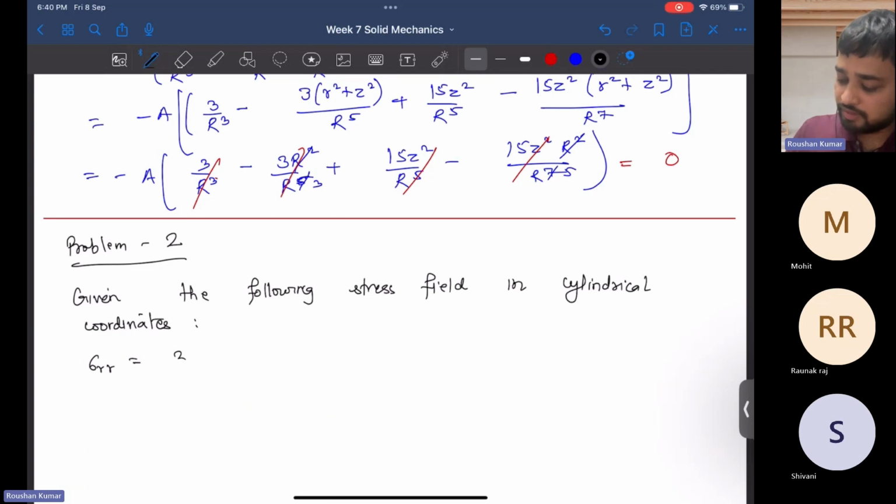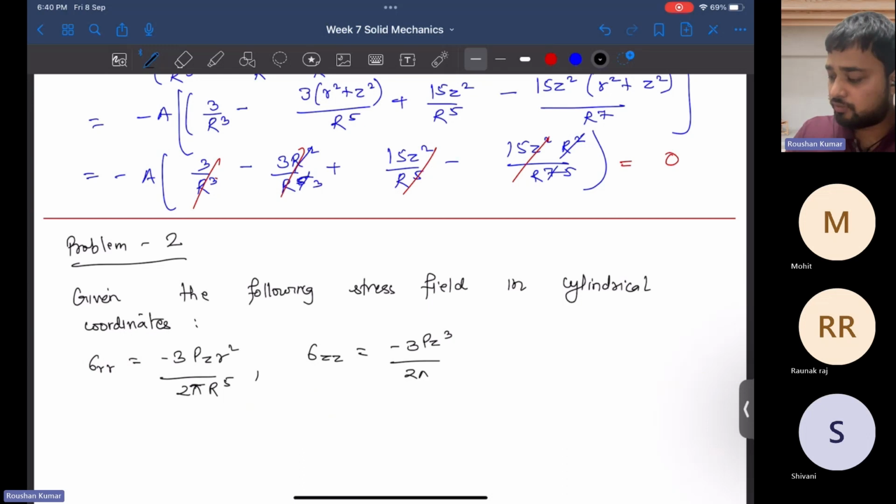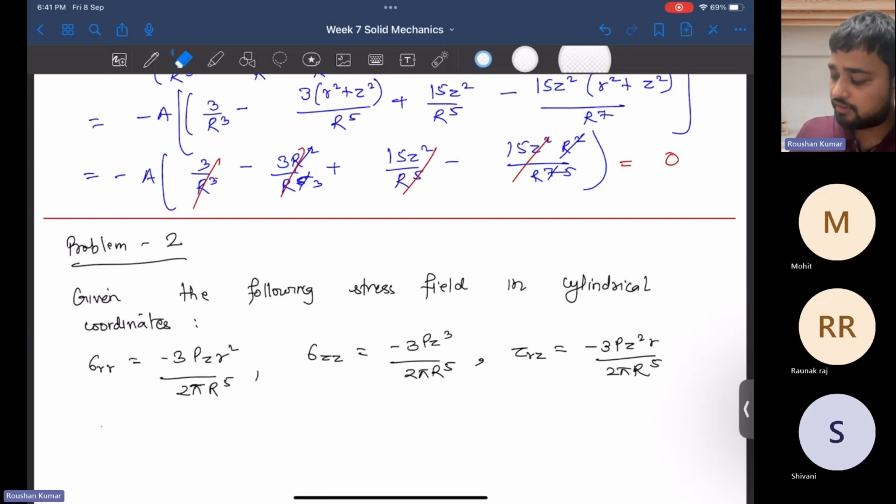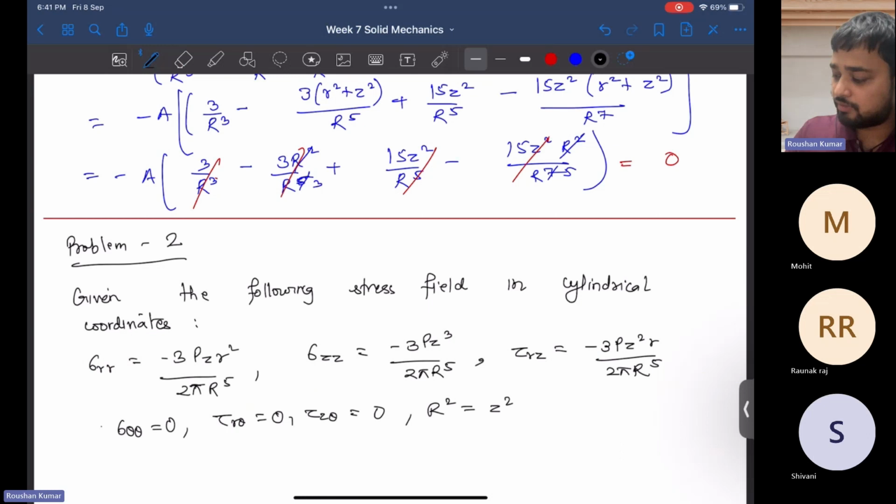sigma rr is equal to minus 3pz r square upon 2 pi r to the power 5. Sigma zz is given by minus 3pz cube upon 2 pi r to the power 5. Tau rz is minus 3pz square r upon 2 pi r to the power 5, and the other terms are 0, that is sigma theta theta equal to 0, tau r theta equal to 0, and tau z theta equal to 0. And here also r square is equal to z square plus r square.